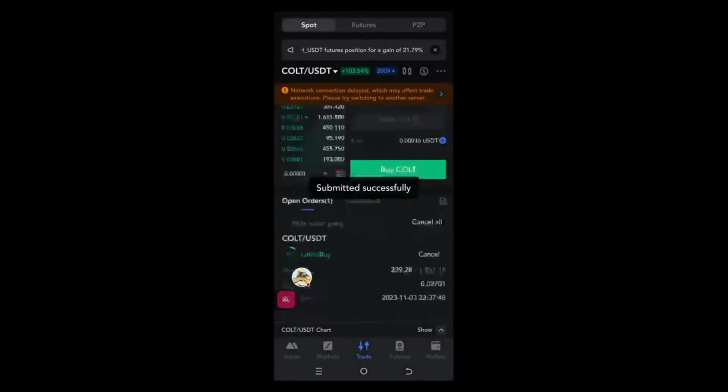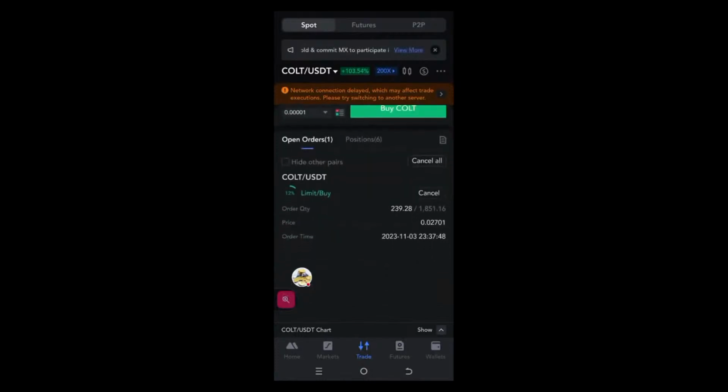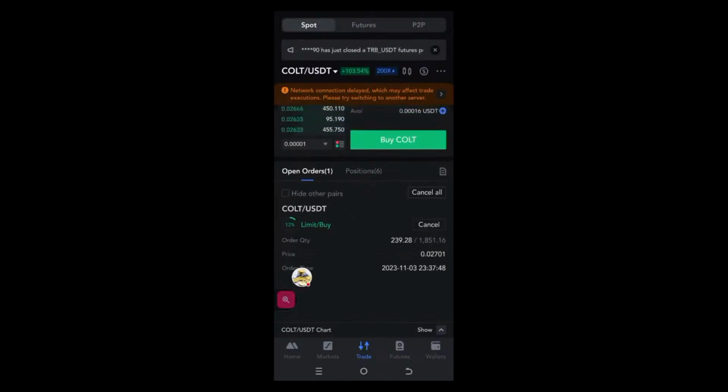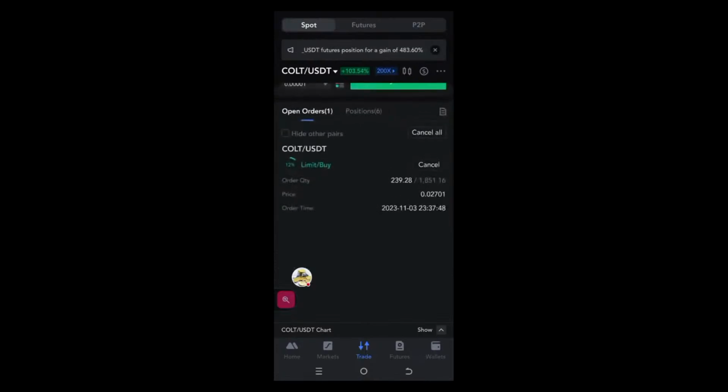I want to go. Let's see if this will work. Submitted. We're in the queue. Oh, it bought. Some of it got bought. 12%. We could actually adjust it. No, I think it's not adjustable. Since we bought part of it, we just have to go with it. We'll just buy the rest.